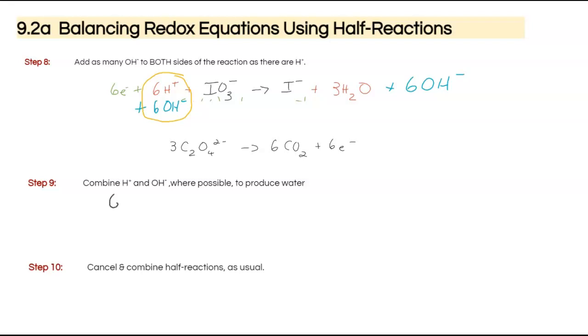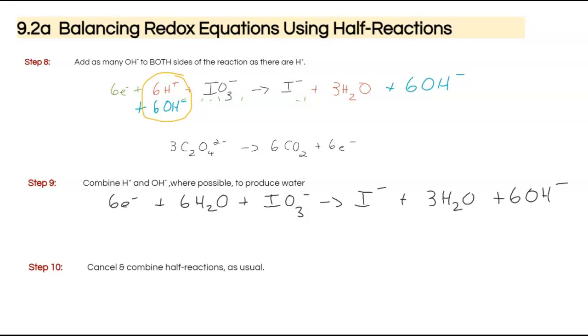So I've got now 6 electrons plus 6 waters plus 1 iodate ion. I'm going to make iodide, I should say, plus 3 waters and then 6 hydroxides. Now I'm just going to copy out my next half reaction as well with the oxalates and the carbon dioxides and the electrons. Now I'm pretty much done here. I've added the hydroxides in, and then I've combined them to make water. So that's this right here.